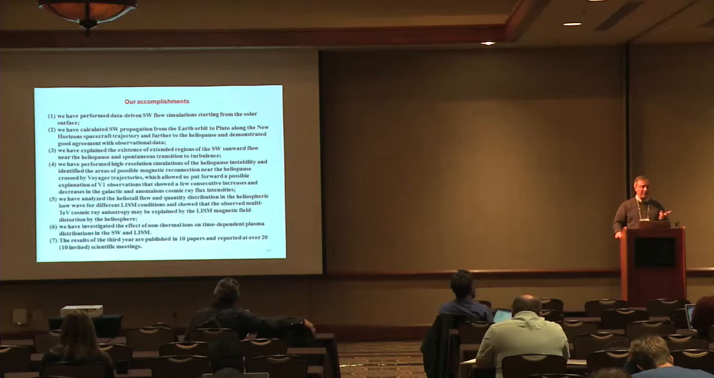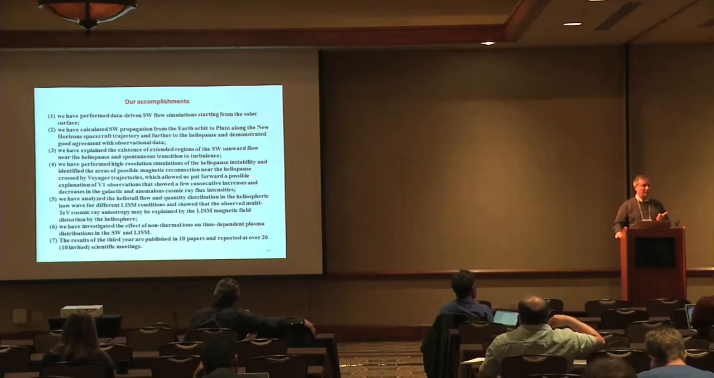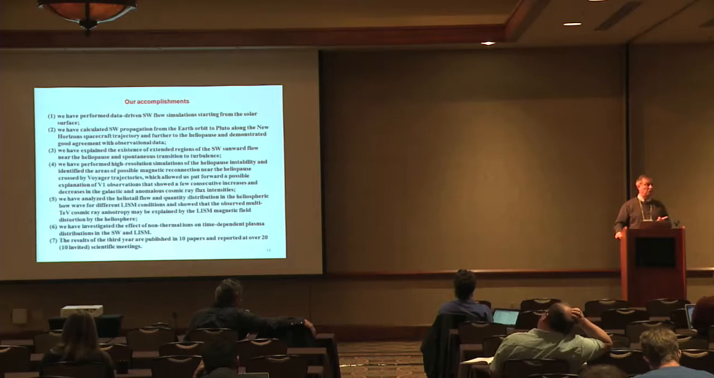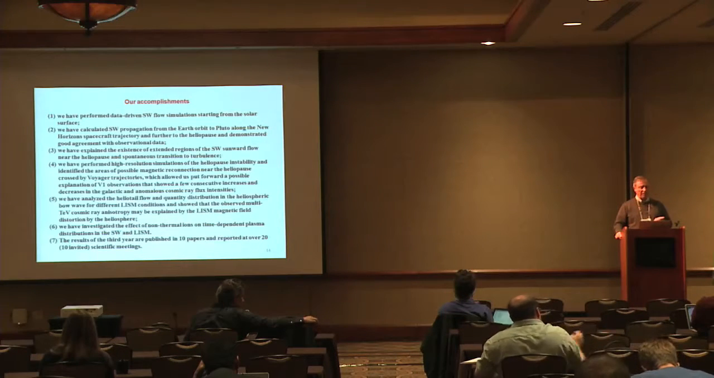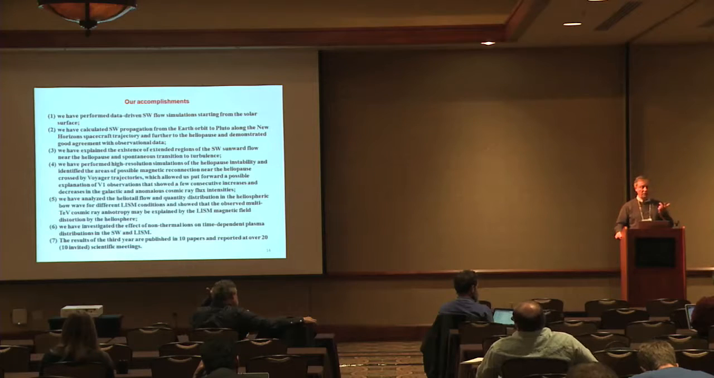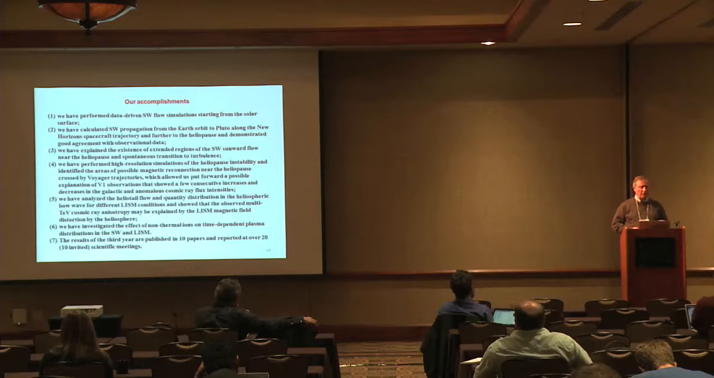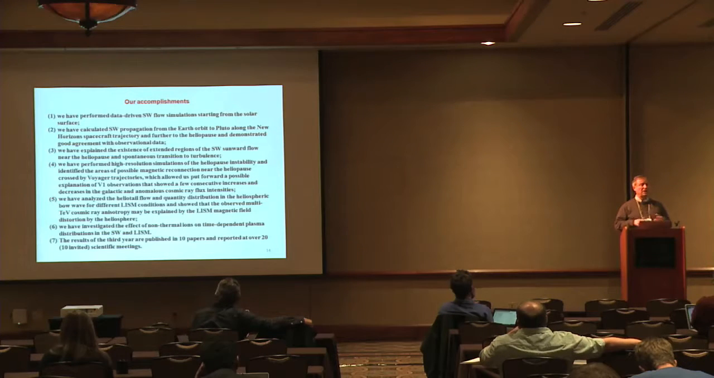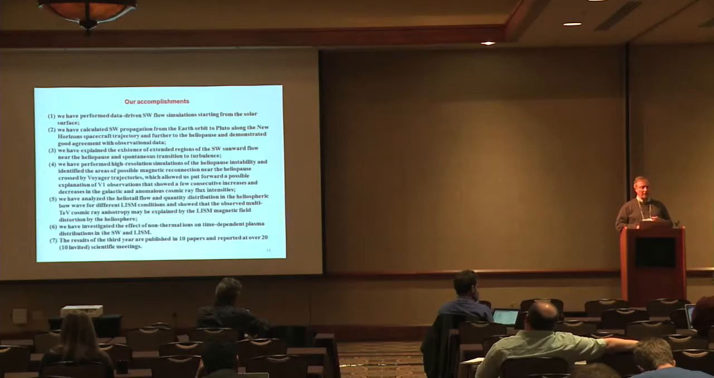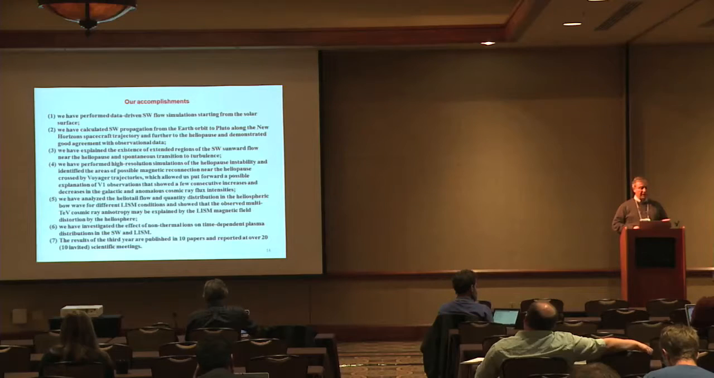We explained the existence of extended regions of backward solar wind flow near the heliopause for about 2 years before it was crossed by the Voyager 1 spacecraft. We have performed a high resolution simulation of the heliopause stability, or instability if you wish, and identified areas of possible magnetic reconnection at the heliopause. We also discovered a spontaneous transition to stochastic behavior of the solar wind flow in the region between the termination shock and the heliopause. We investigated the heliotail flow and its effect on the TeV cosmic rays.